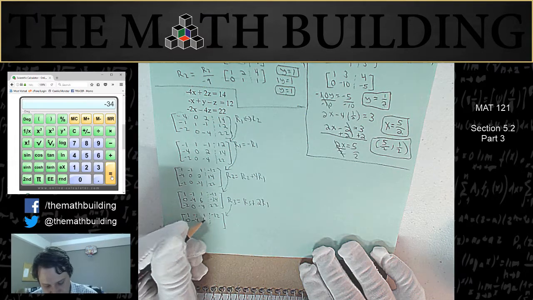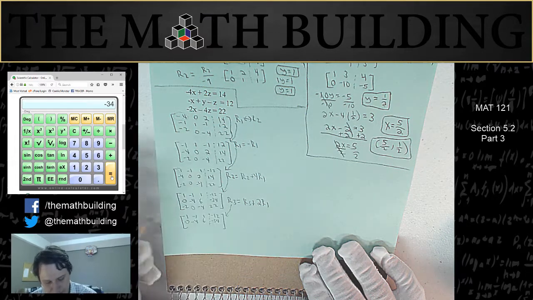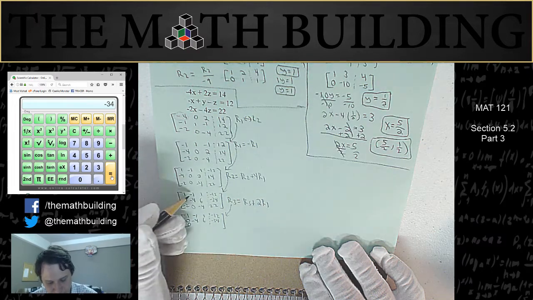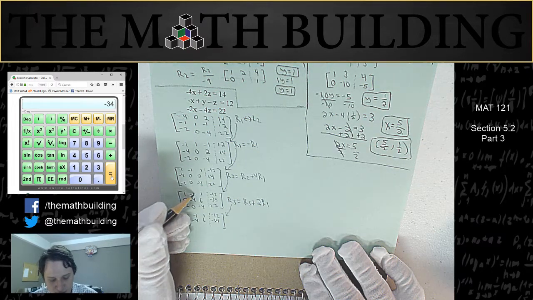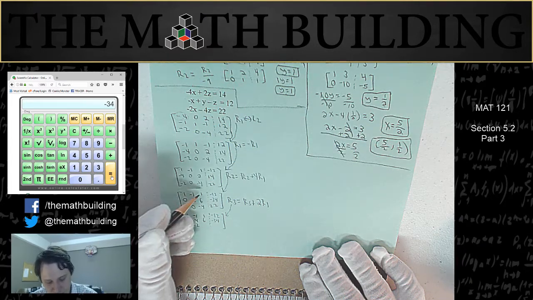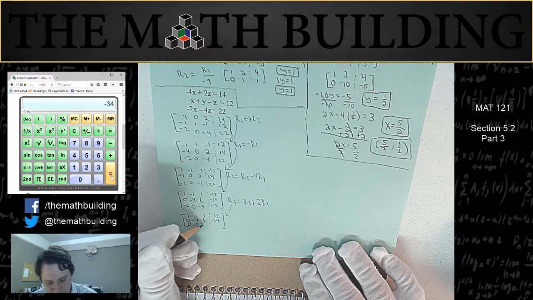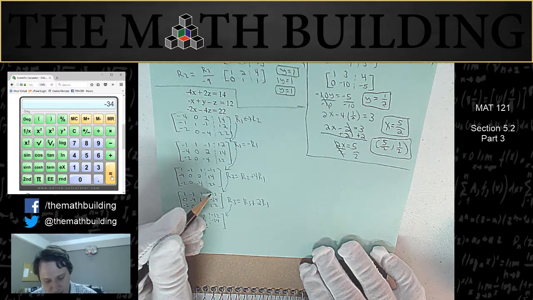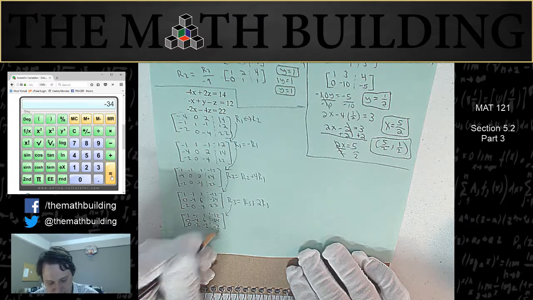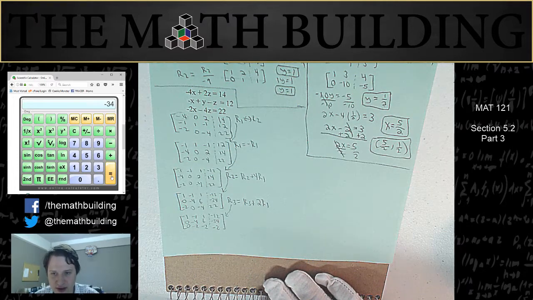Rows 1 and 2 we're leaving alone. Okay, so 2 times row 1 and add it down gives us a 0 here. 2 times -1 is -2. Add it down makes that a -2. 2 times 1 is 2, plus -4 is -2. 2 times -12 is -24. Add it down and you get -2. So 0, -2, -2, -2.